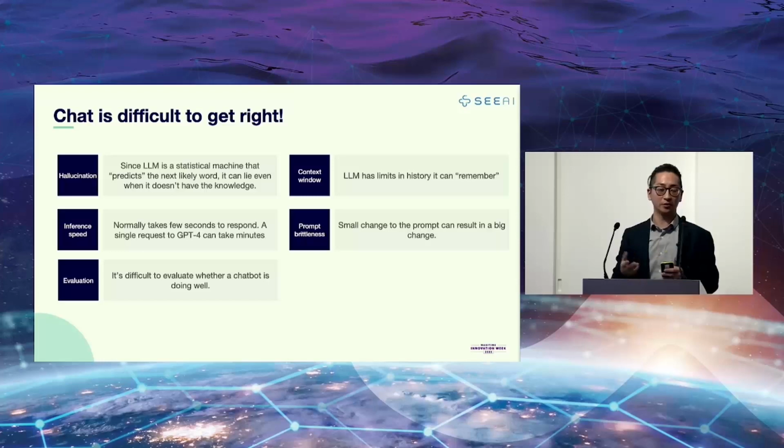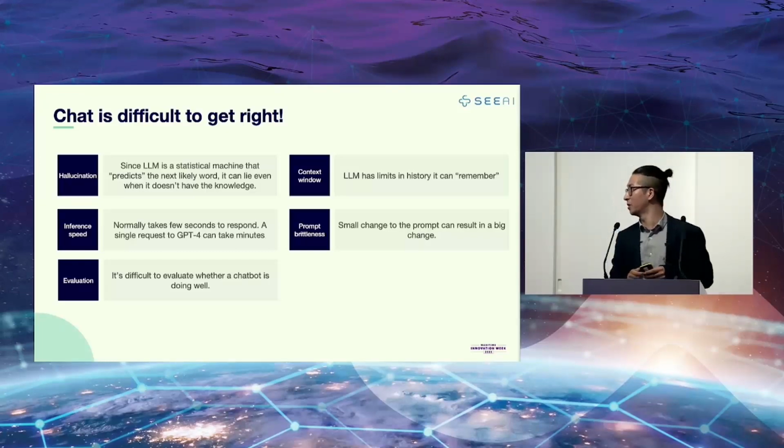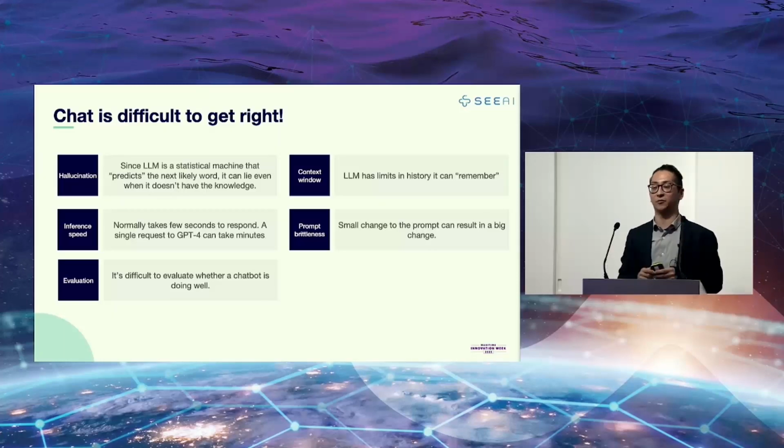And it's very difficult to validate if what the LLM is saying is true or not. It can make up stuff, so you might not want a chatbot that you expose to your customer to be lying. And also the context window. An LLM has a limit in history that it can remember. So it cannot remember unlimited things. It can only understand a certain amount of context.